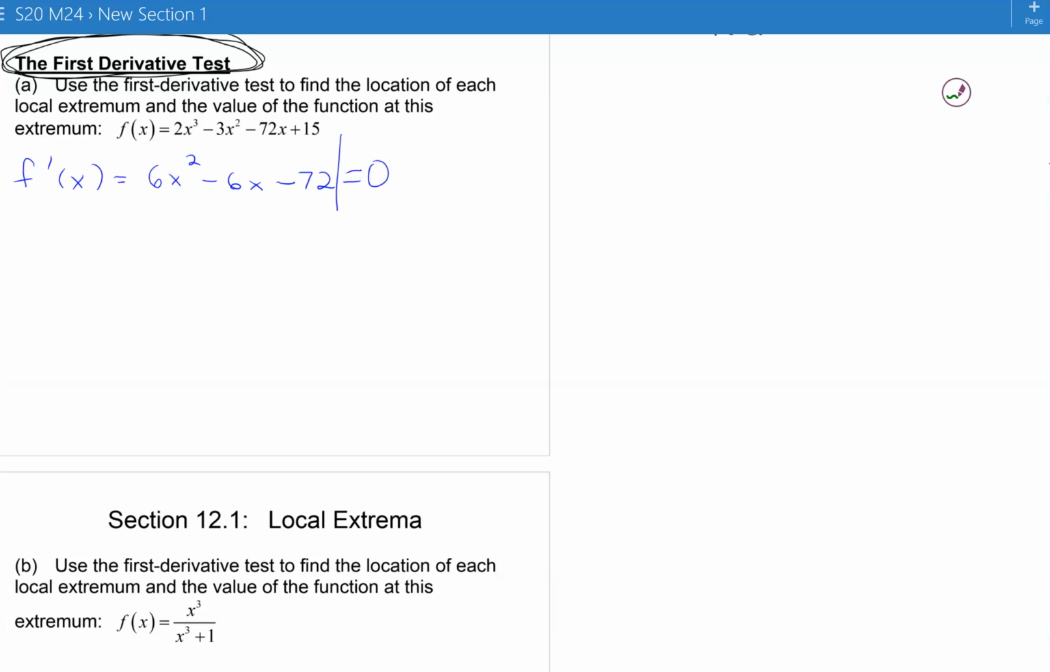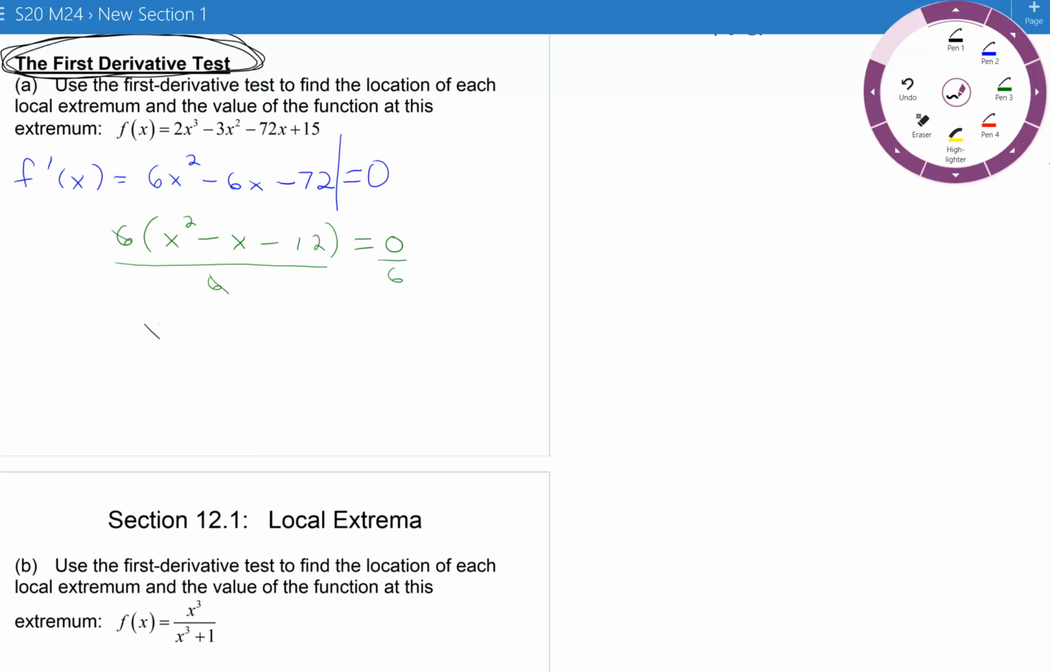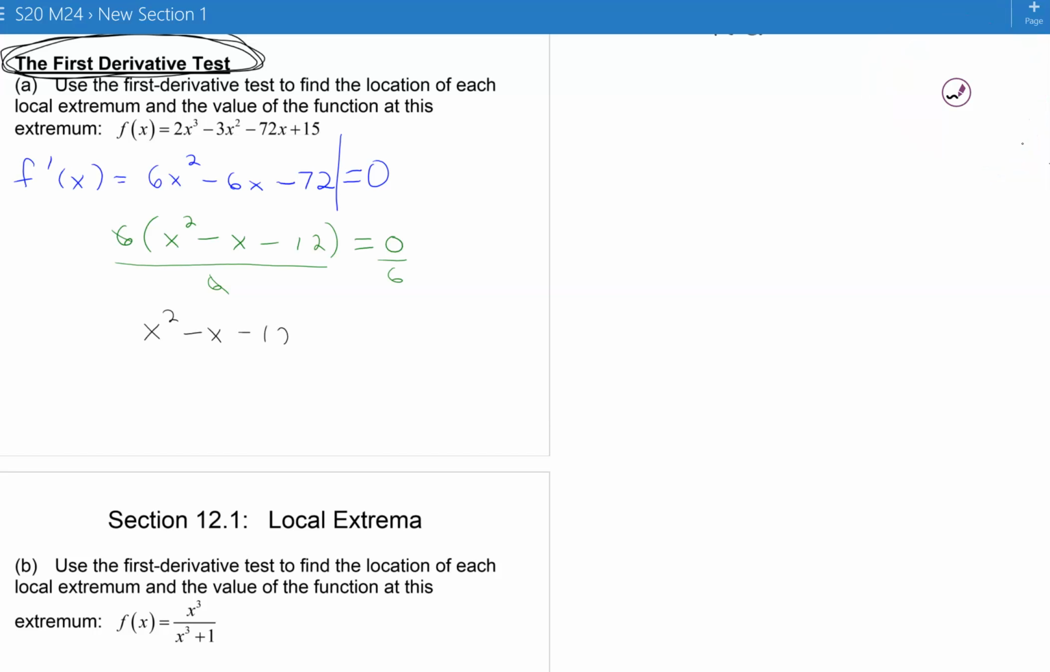So let's continue on with this example. We've done the derivative and set it equal to 0. And hopefully you're noticing that there's a GCF of 6. So I'm going to factor out 6. And I want to know when this equation is 0. So I can divide both sides by 6 to remind myself that that 6 doesn't do anything to help make the function 0. So I don't need to take it into consideration when I'm trying to find out when this is equal to 0. So I'm going to have x minus 4 and x plus 3 equals 0.